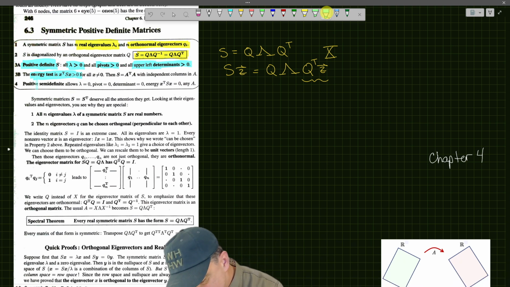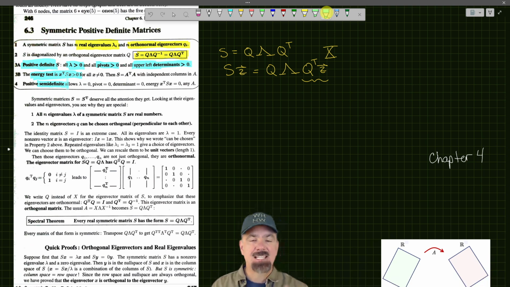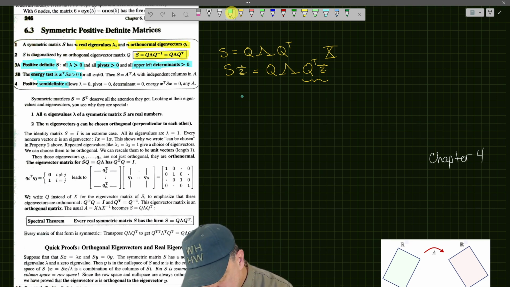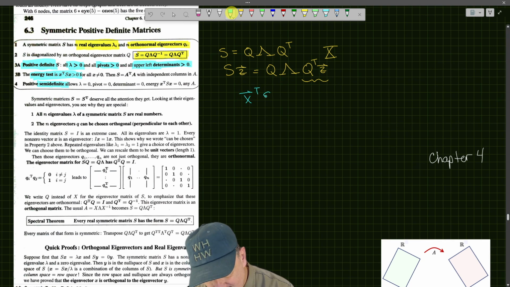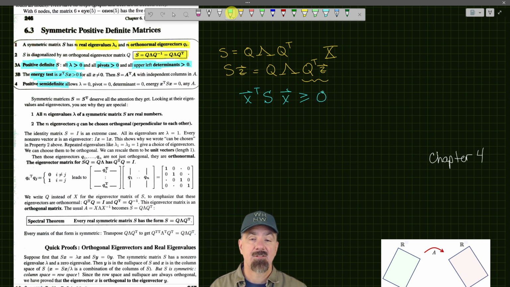The last thing he talks about is positive semi-definite. That's the same as positive definite, except we allow for a 0 eigenvalue. So it's possible that instead of all of the inequalities being strictly greater than, they could be greater than or equal to. For example, the energy test, when we write this down, we have x vector transpose Sx, and in the case where it's greater than or equal to 0, that would be positive semi-definite.